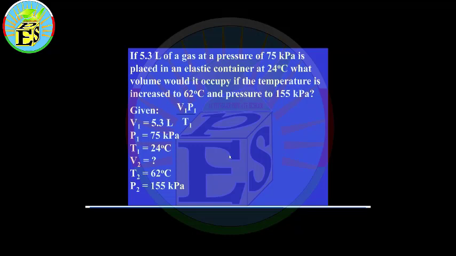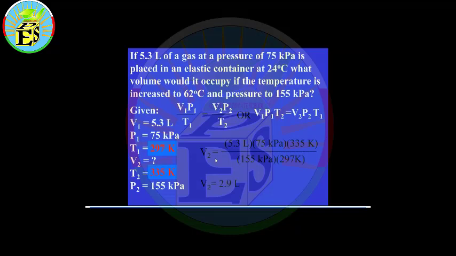V1 P1 over T1 equals V2 P2 over T2, and yes, I will change the temperature from Celsius to Kelvin by adding 273 to the Celsius value, make V2 the subject of the relation, and substitute the other parameters to calculate V2 equal 2.9 liters.